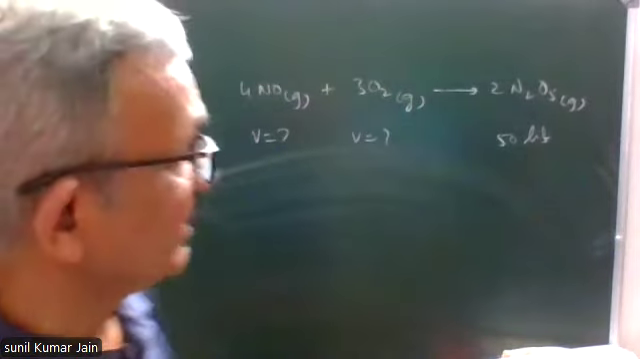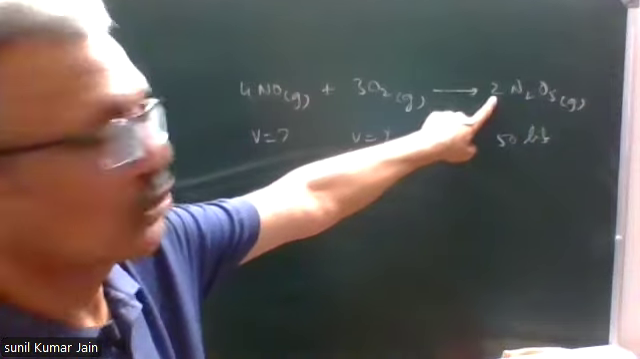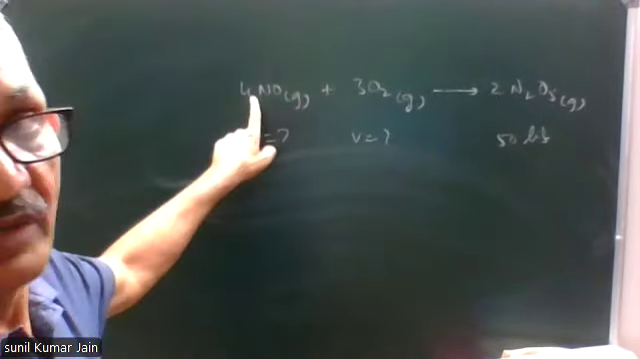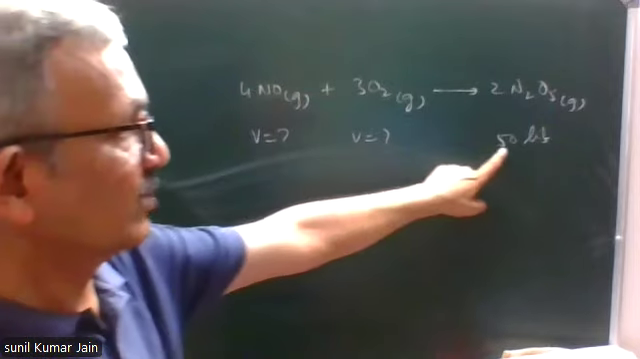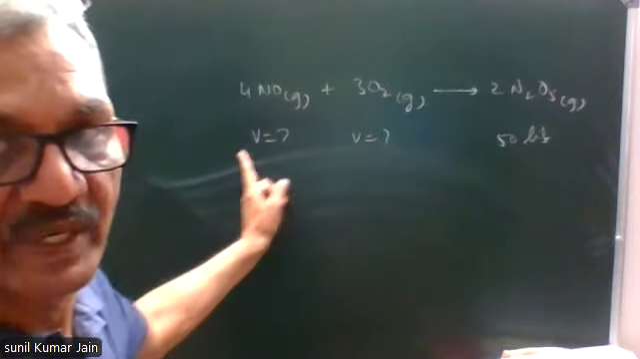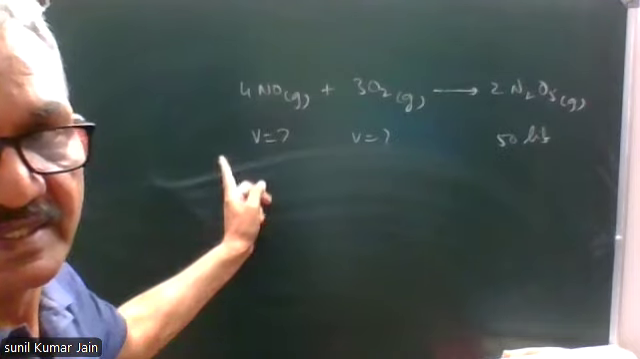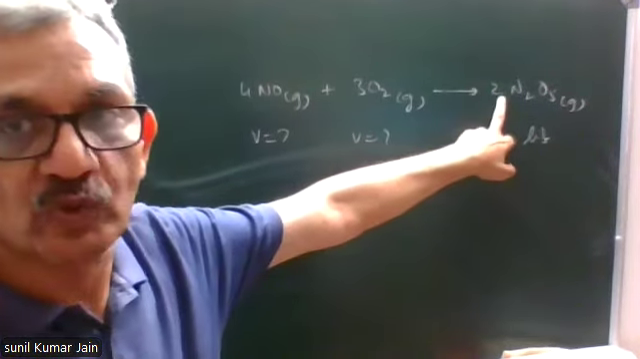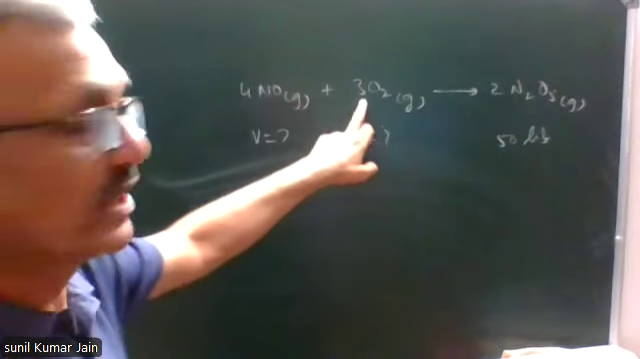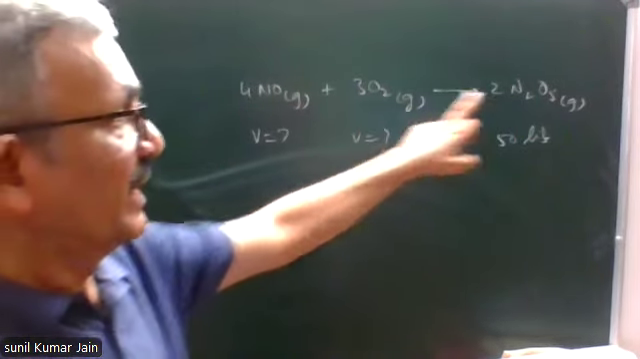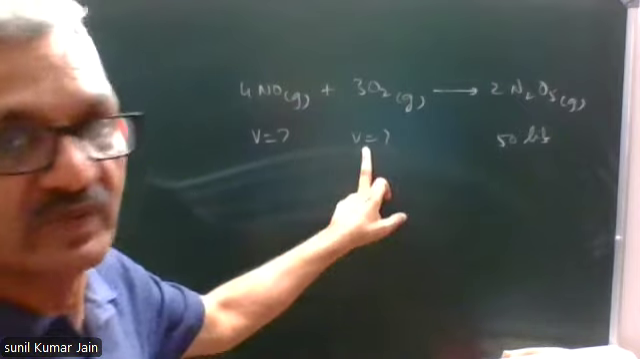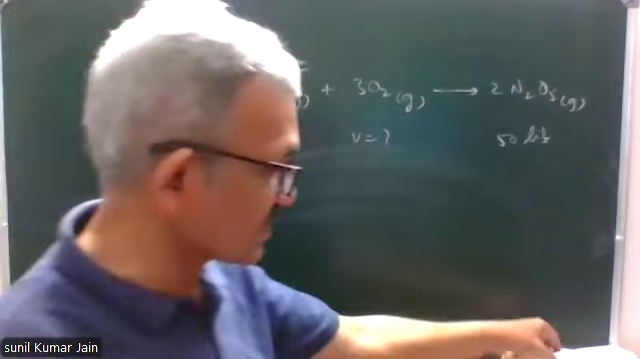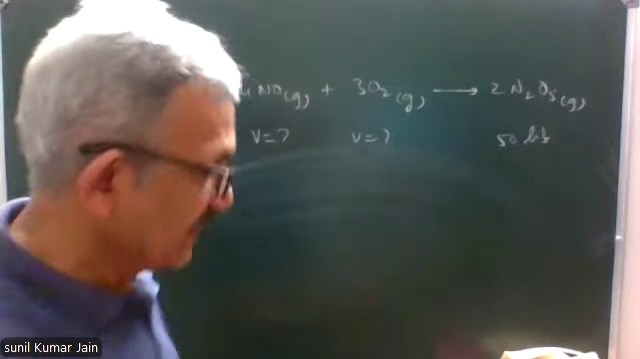I'm explaining verbally. To produce 2 liters of N2O5, 4 liters of NO is required. And to produce 50 liters, how much will be required? It will be double, that is 100 liters. That is one answer. Second, to produce 2 liters of N2O5, 3 liters of oxygen is required. And to produce 50 liters, how much is required? You calculate, this will come out to 75 liters. So these are two answers. Next.